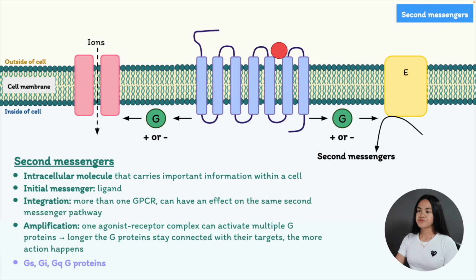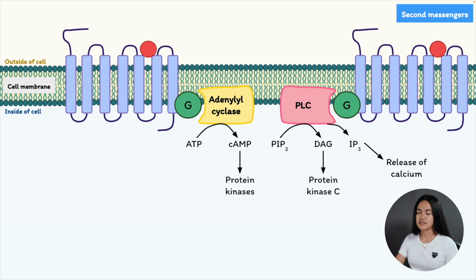Let's look at an overview before diving into key systems. So this is an example of two different kinds of GPCRs. We'll call them receptors 1 and 2, and they pair with a different kind of G protein.